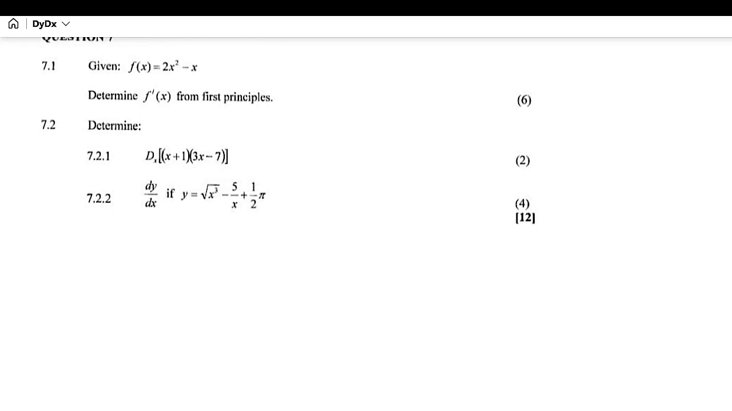And you thought we were done with this question. Thank you guys for tuning into this video. We are going to be doing 7.2. We already differentiated 7.1 from first principles in the playlist, where I am solving the first derivative using first principles. So this was a cool 6 marks. Right, so now we are doing 7.2.1.